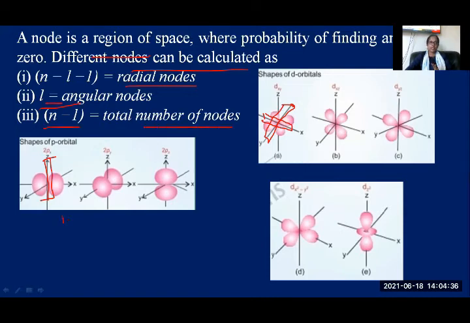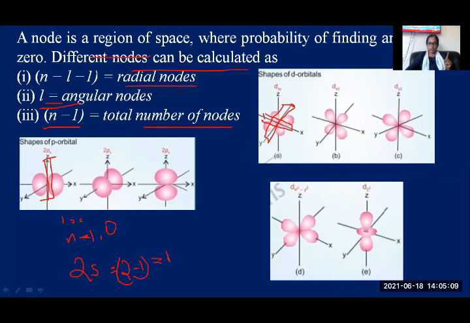So in the first shell, how many nodes are there? In the first shell the value of n is 1, so the number of nodes will be 1 minus 1, which is 0. If you look at 2s, the second shell, n is 2, so 2 minus 1, there is one node. This is a very important formula, and many problems are based on it. So keep this in your mind.